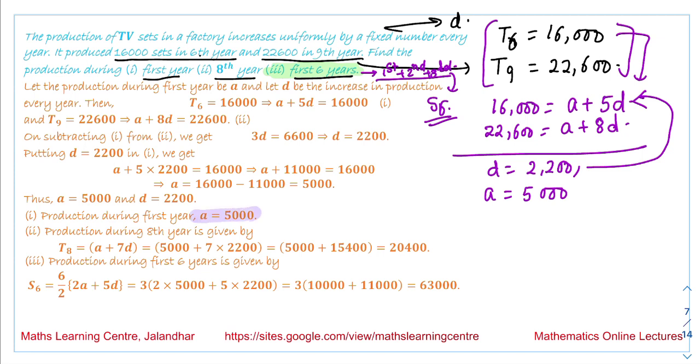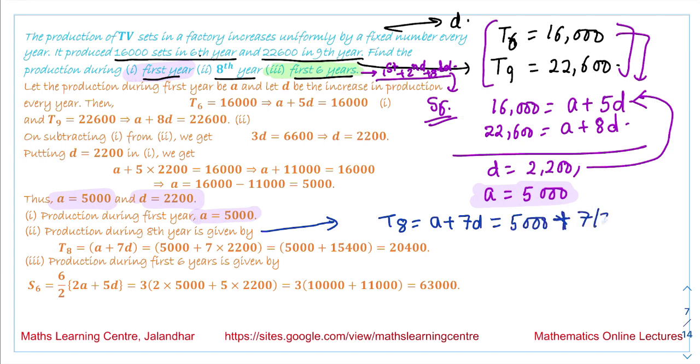So a is equal to 5000 and D is equal to 2200. This a equal to 5000 gives us the production in the 1st year. Next, the production during the 8th year is T8 equal to a plus 7D, that is equal to 5000 plus 7 into 2200, and the answer we have is 20,400.